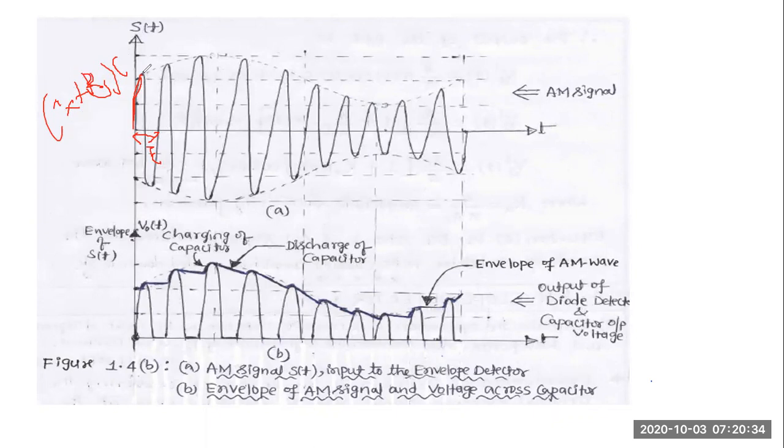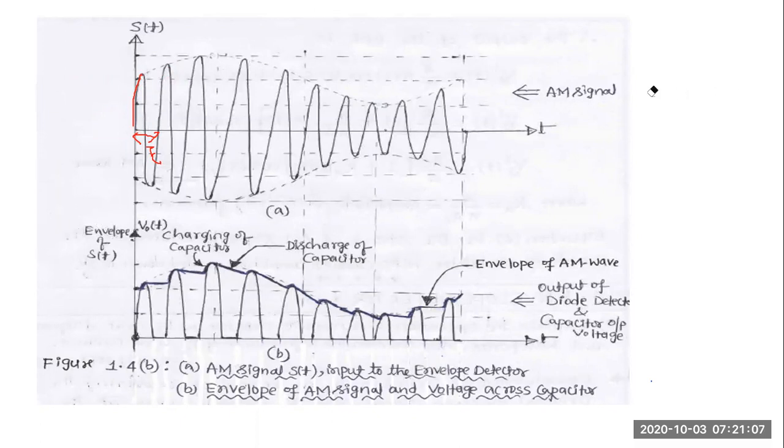But if we don't satisfy this condition, then the capacitor will take more time to reach the peak. It would miss this first peak. It may reach the peak somewhere here, and here the signal is again not there. It would reach the peak slowly. This shouldn't happen. That's why we choose this charging time to be much less than that of the carrier.